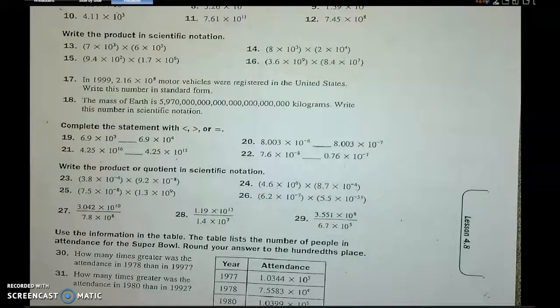Okay, number 17, you have this number. It's in scientific notation. It's telling you to write it in standard form. Number 18, you have a really large number, and it is telling you to write it in scientific notation. Let's look at the next set of problems.